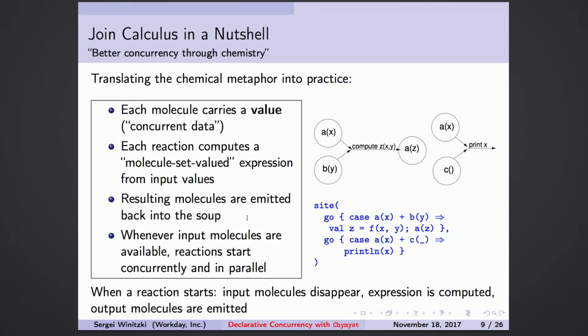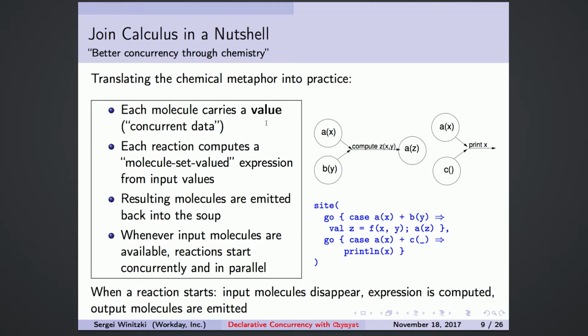So imagine we implemented this runtime simulator, the chemical simulator, or the chemical machine. How would we use it to actually perform computations? We need to add some data to this. So we say each molecule now carries a value or a data item, a value of some type, let's say integer.